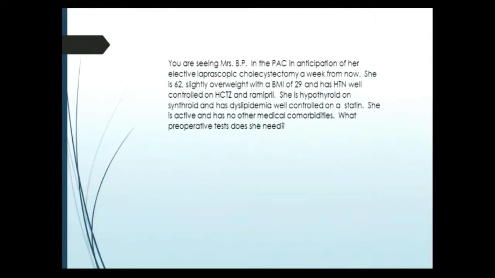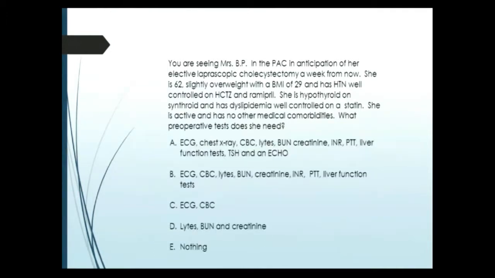So what preoperative tests does this lady need? I just want you to think about that for a few seconds. If you have a neighbor, tell your neighbor what you think she needs and have a two-second argument. All right. Okay, so have that in your head. Do any of these go along with what you were talking about with your neighbor?